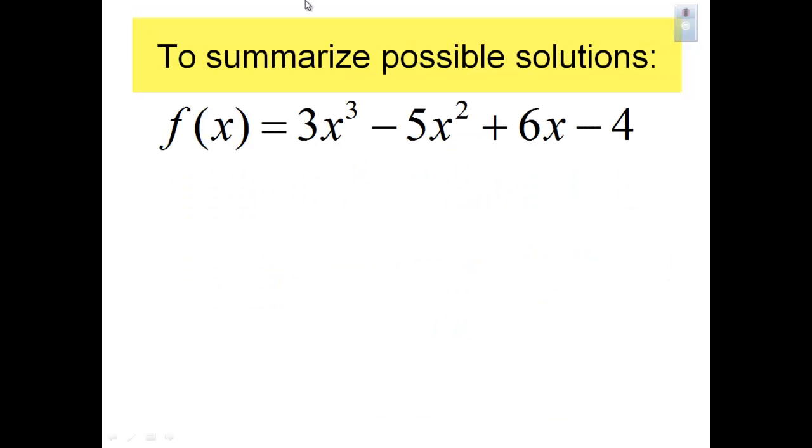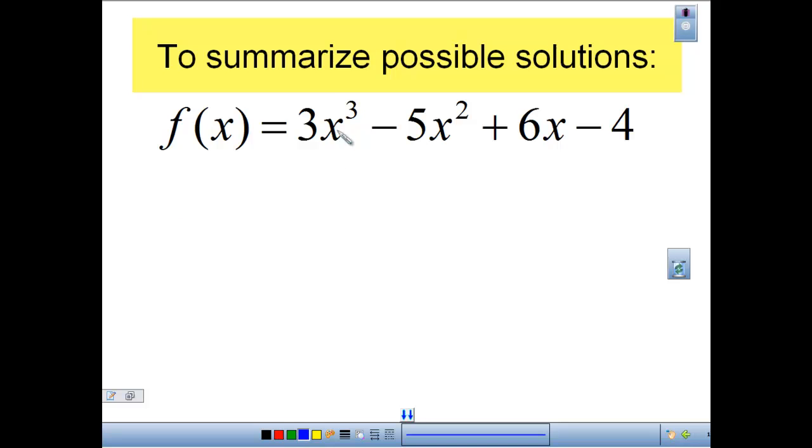So if I want to summarize the total possible solutions we have, first of all, there's going to be 3 total solutions. And that's because our highest degree says the maximum number of solutions is going to equal the degree. So we've got 3 total solutions that are possible. One option is all 3 are positive. That was one possible option, right?